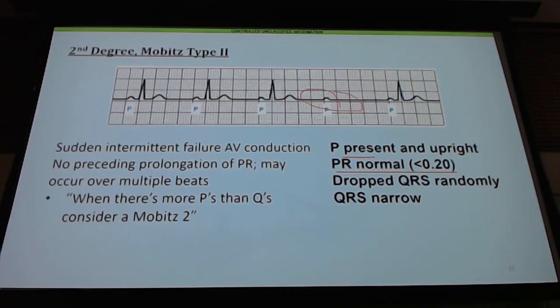Is this predictable? The answer is no. So again, do we like things predictable in medicine? Yeah. So if it's not predictable, then this is something that we should be concerned about. So if you have somebody with a Mobitz 2, be concerned, and they need to get referred immediately to cardiology, if not go to the emergency room.